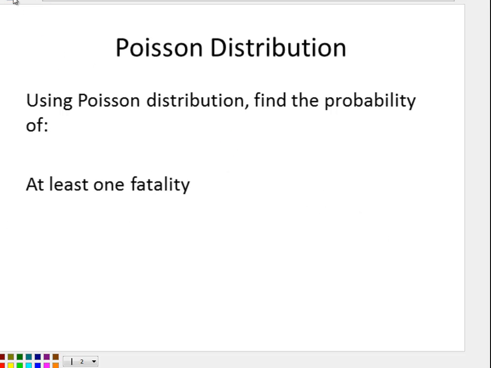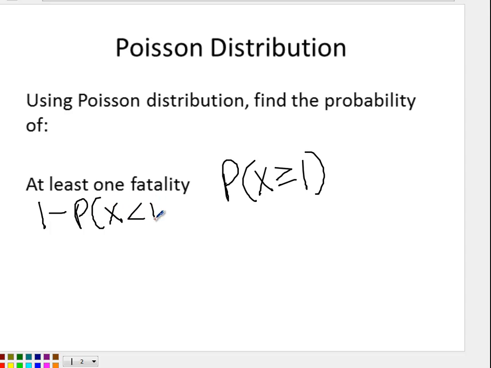And the last problem says the probability of at least 1 fatality. So in this one, you want X is greater than or equal to 1. Now you can do this by hand, but it's going to be long because anything that's greater than or equal to 1, you've got to go out: 1, 2, 3, 4, 5, and so on. But this is the same as saying 1 minus the probability that X is less than 1. It's the same concept. So now you can do this by hand. This is much simpler because you don't have that many numbers to deal with.